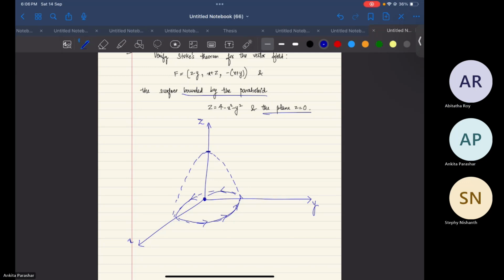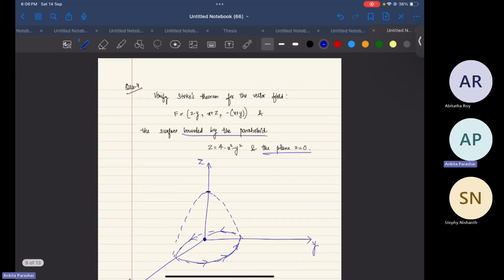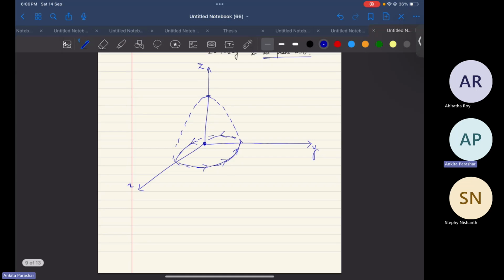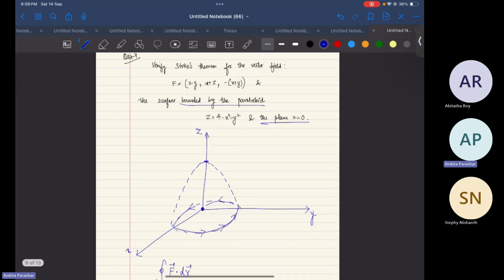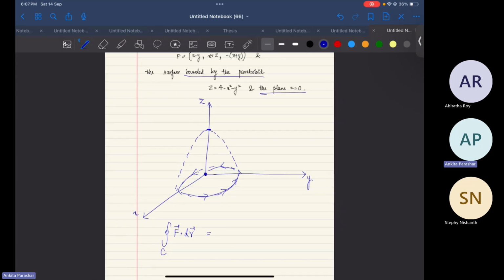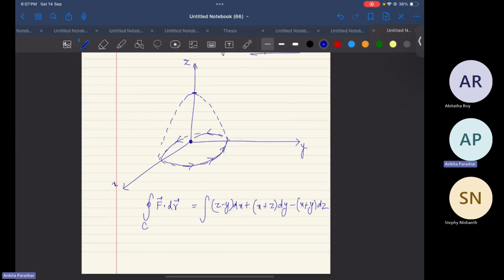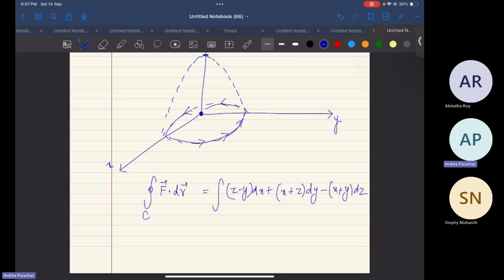All right, let's compute the line integral first. Stokes theorem says you can relate the line integral with the surface integral. F is given to me, and dr is that. So let me write that for the moment: (z minus y) dx plus z dy minus (x plus y) dz. This is F dot dr, and the curve is this C. Can you parameterize this? I think you can.